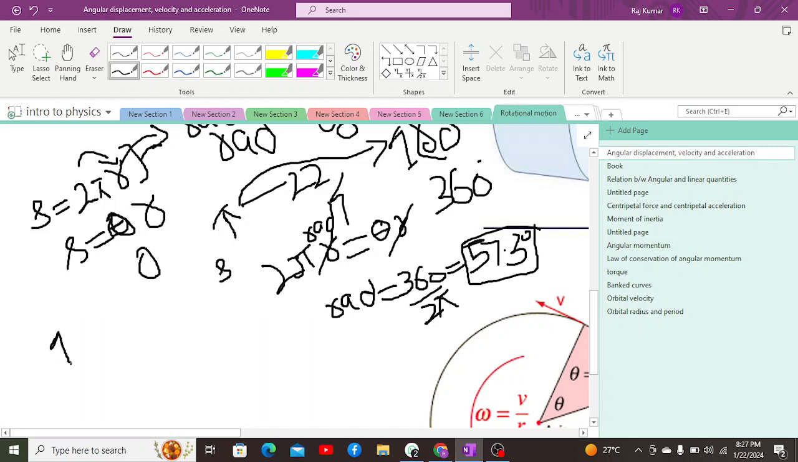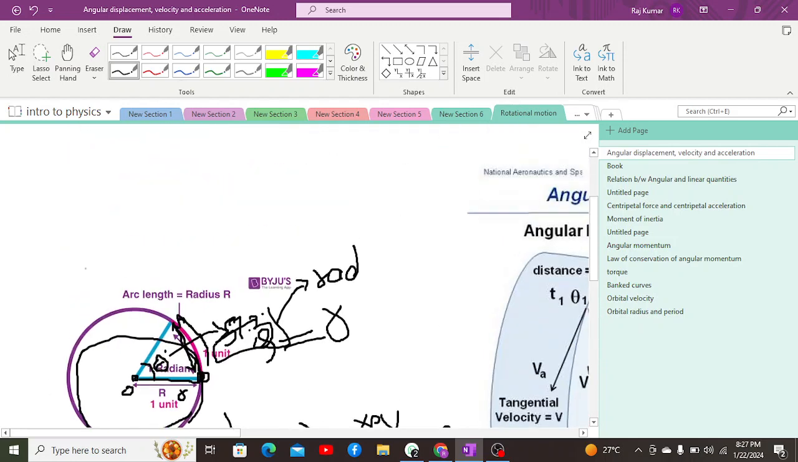Now 1 radian is equal to 57.3 degrees, and 1 degree is equal to 0.0174 radian. Likewise, if we talk about 1 radian, it is equal to how many revolutions? First, let us understand what a revolution is.